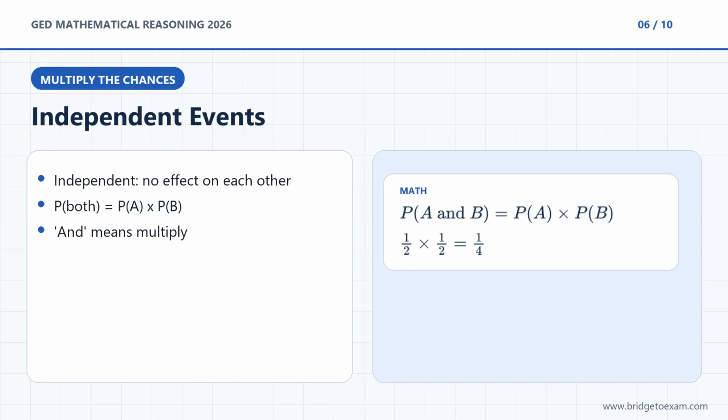When two events do not affect each other, they are independent. To find the chance that both happen, multiply their probabilities. For example, the chance of flipping 2 heads in a row is 1/2 times 1/2, which is 1/4. The word "and" usually means multiply.